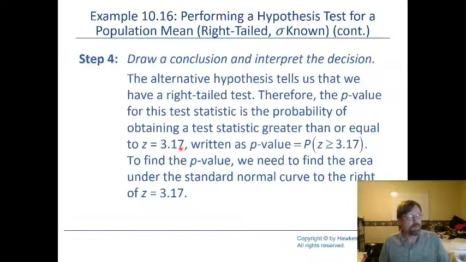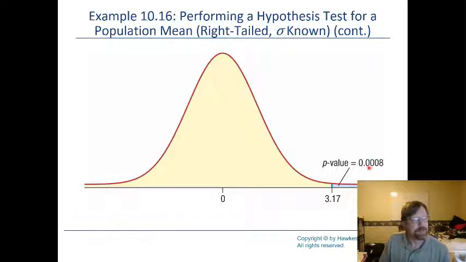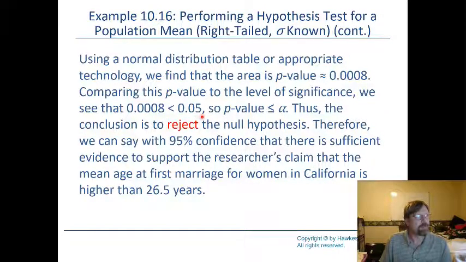p-values, though. Which, when you're not using the table, is more convenient because you don't have to stop at the z-value. So we find the probability associated with 3.17, and that comes to 0.0008, which is quite a bit less than our alpha of 0.05, so we can reject the null hypothesis. We can say with 95% confidence that there is sufficient evidence to support the claims.